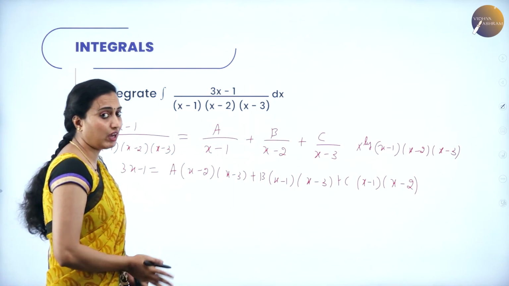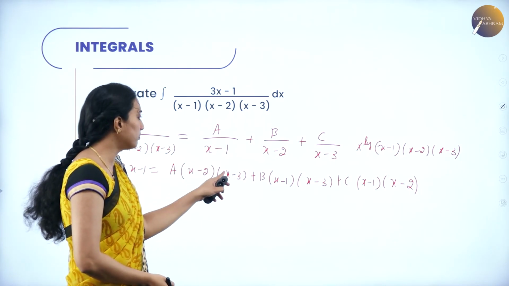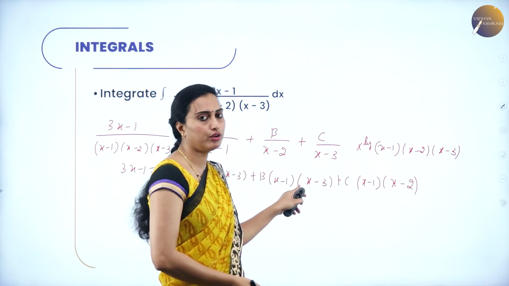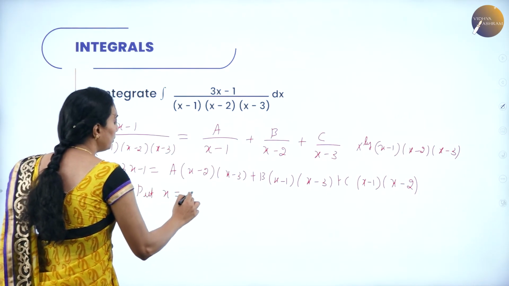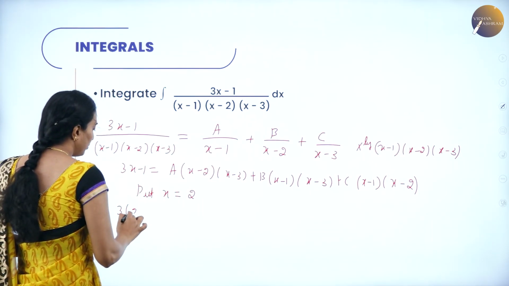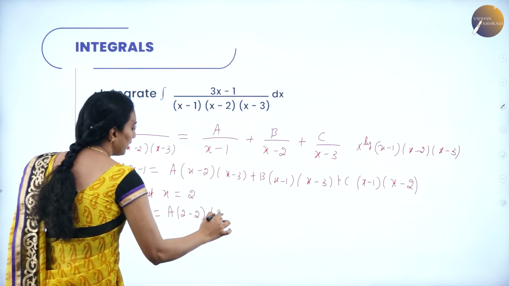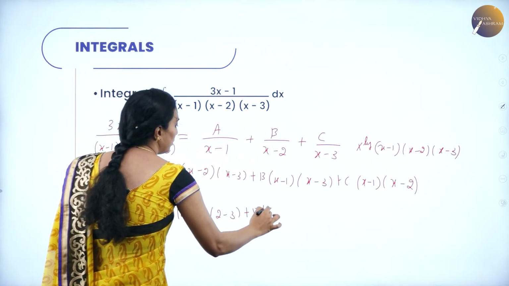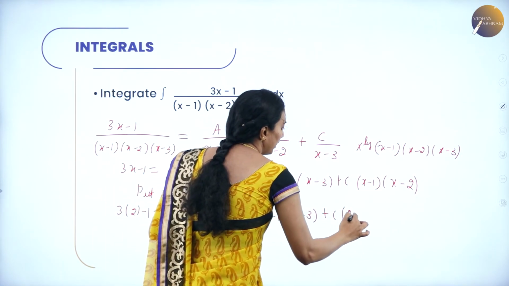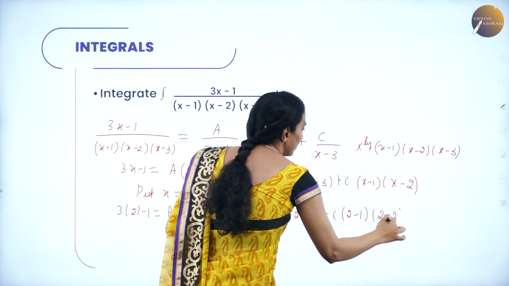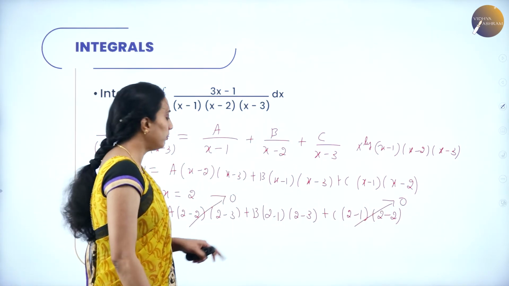Now, substituting the value of x there. If you substitute here x equal to 2, see, this will become 0, this also will become 0, then definitely you are going to get the b value. So, put x is equal to 2. So, 3 into 2 minus 1 is equal to a into 2 minus 2 into 2 minus 3 plus b into 2 minus 1 into 2 minus 3 plus c into 2 minus 1 into 2 minus 2. Now, this term and this term will become 0 because 2 minus 2 is 0. Remaining only the b term.